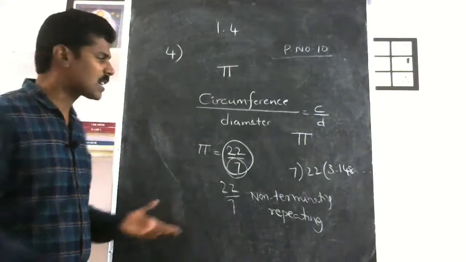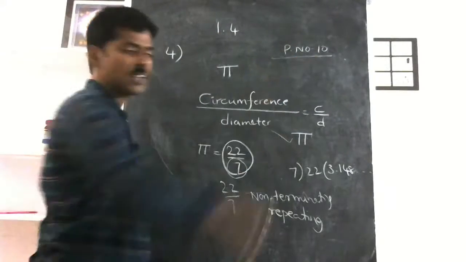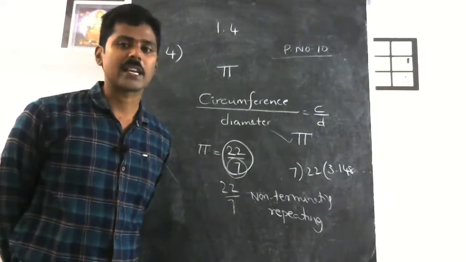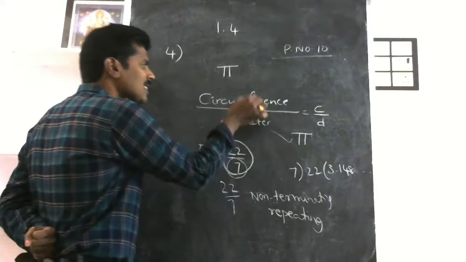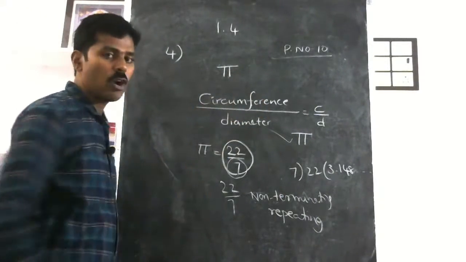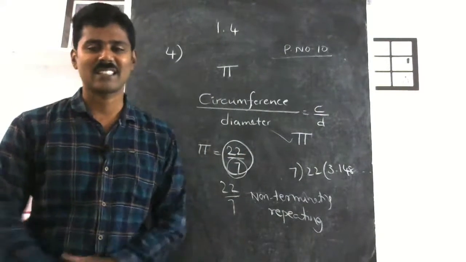Then why they have mentioned pi is irrational, the detailed explanation is given in page number 10. You can read over that. Even I will explain now, then you can read over that. Circumference of the circle and diameter of the circle are not always measurable quantities.